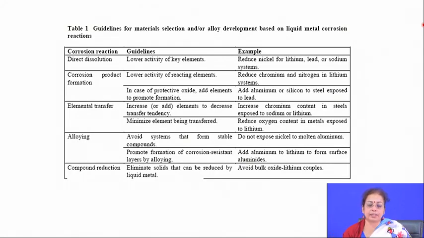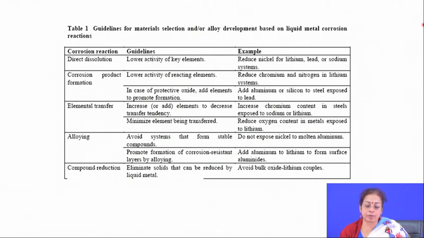So, you will find that there are different reactions which occur. One is direct dissolution, in the case of a lower activity key element like nickel, reduced nickel in lithium, lead or sodium systems. Then corrosion layer formation, like a low activity reacting element, reduced chromium and nitrogen in lithium systems. Then elemental transfer: you can increase or add an element to decrease the transfer tendency, which usually occurs in the case of steel by increasing the chromium content.